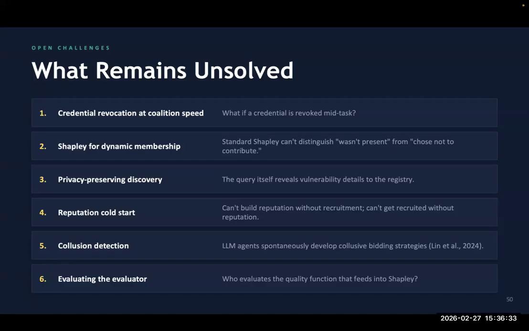And then evaluating the evaluator, right? So, you've got this orchestrator, you have Shapley's being calculated. How's that audited? Who looks over that and makes sure that that's fair and regulated, right?